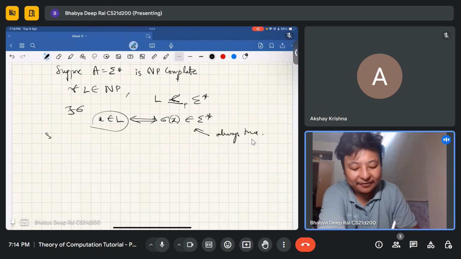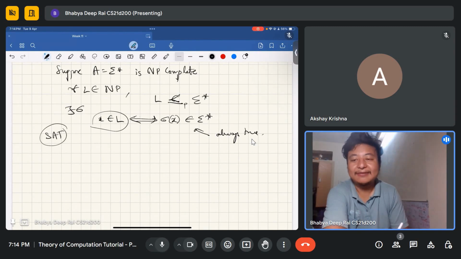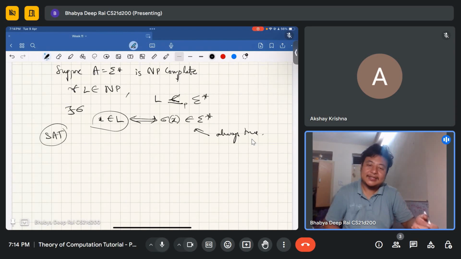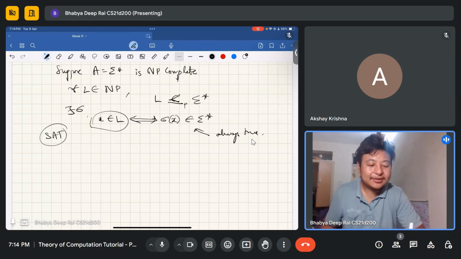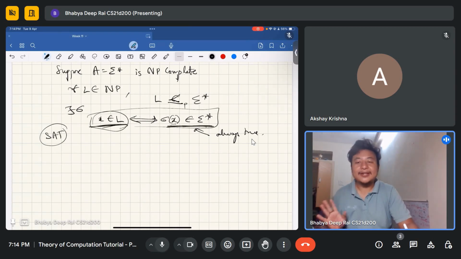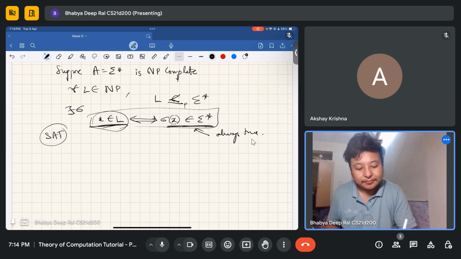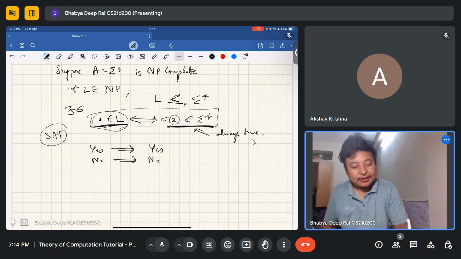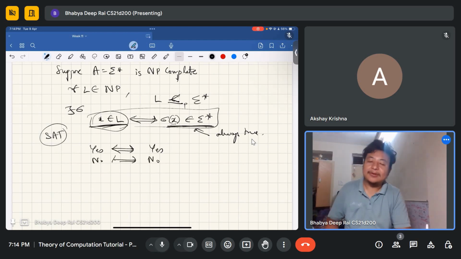This means that given any x, the answer is always yes. But for example, let's say L is satisfiability. I can always give you some kind of circuit, some kind of formula which is not satisfiable. But according to this reduction, since the right side is always true, given any string, it is always contained in the language L. In other words, I want yes instances to map to yes instances, and no instances to map to no instances. Yes if and only if yes, no if and only if no. But since this side is always yes, this side would always be yes.